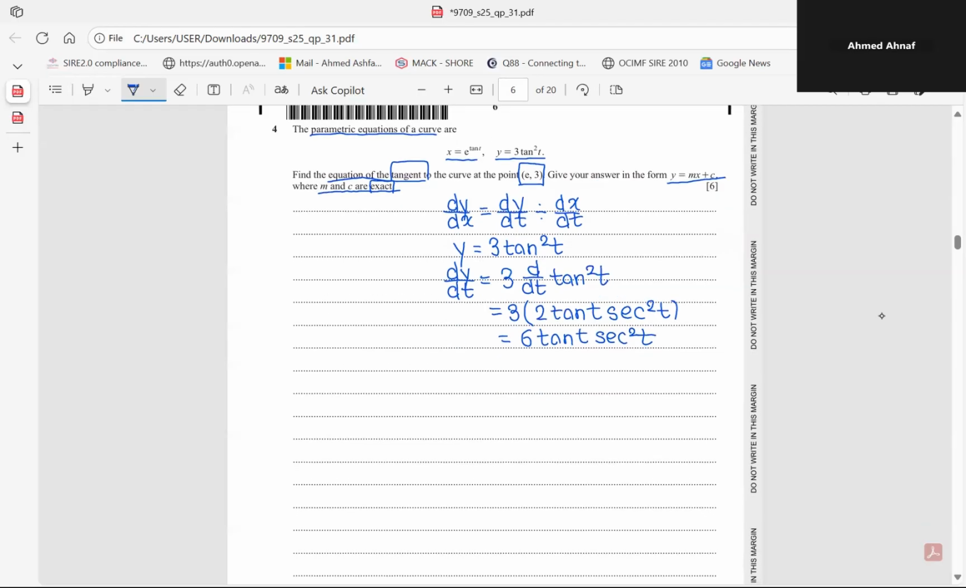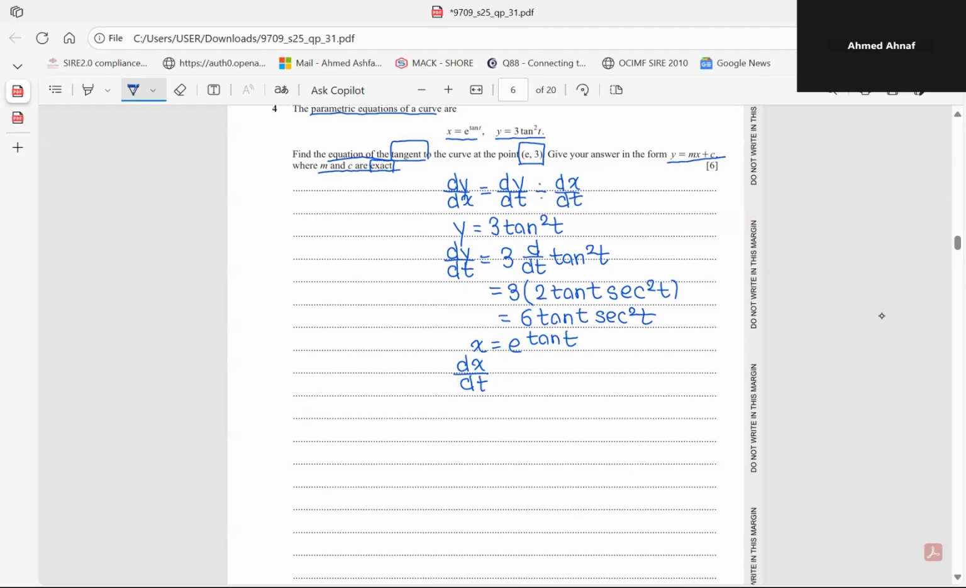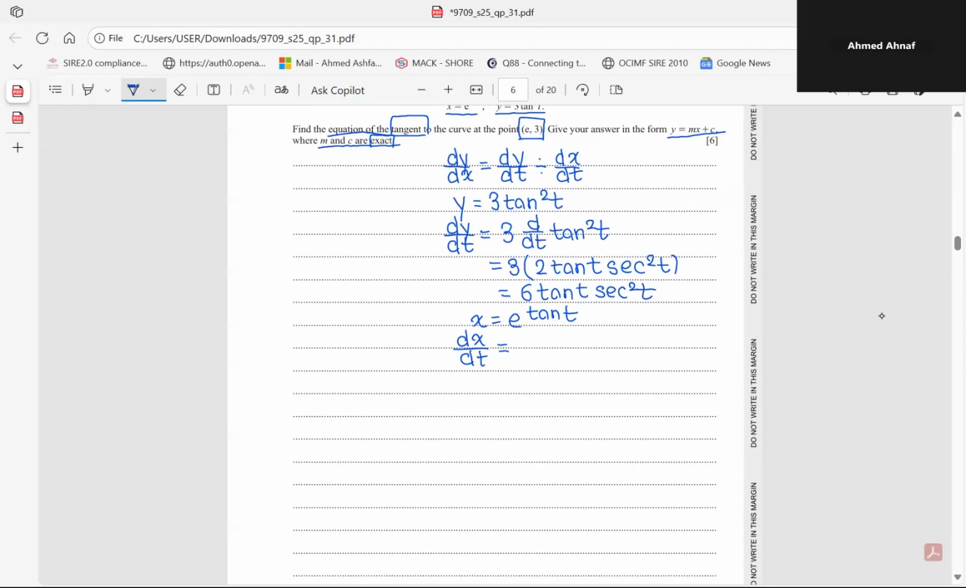And then now we have to find dx/dt. So let's write down the equation of x in terms of t. And let's find dx/dt. So we have to differentiate this function with respect to t. In order to find the derivative, we're going to have to differentiate the power with respect to t. So the derivative of tan t is just sec squared t. So this would just be sec squared t times e to the power of tan t.